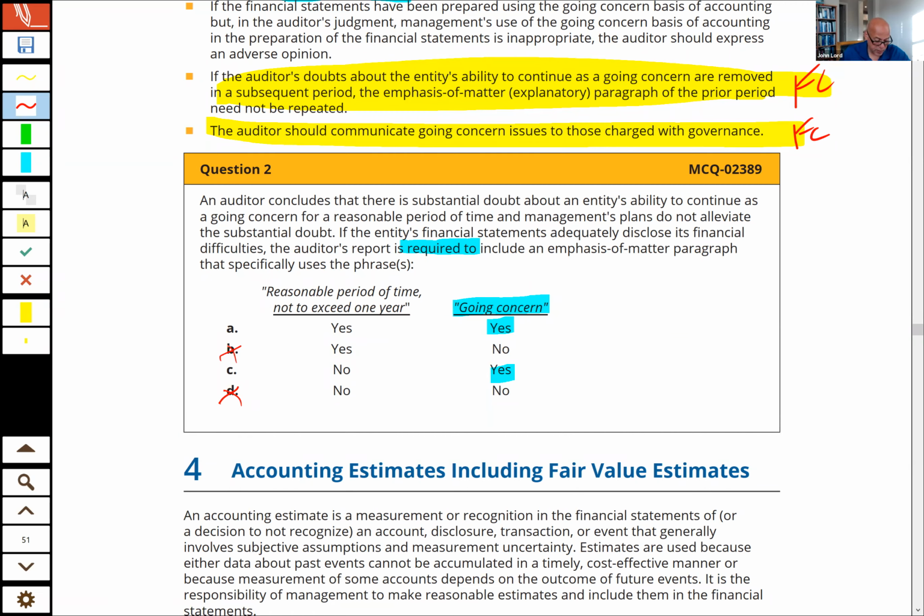I see this nonsense about reasonable period of time not to exceed 1 year. That is sort of what we use as our time horizon for a reasonable period of time, but we don't say that. We say substantial doubt and going concern. So the answer is what? C? Yep.